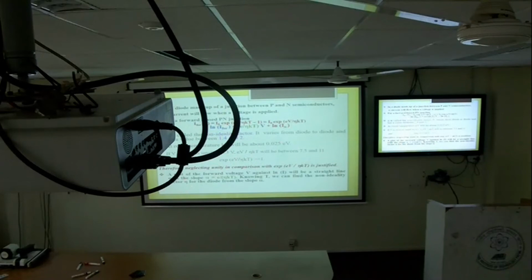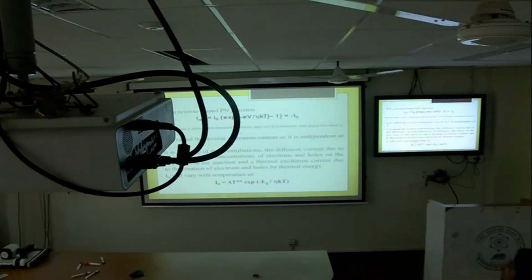Now we have a plot of forward voltage, which is shown on the DMM, against log of I, which you calculate from here. We will get a straight line that has a slope alpha equal to e divided by eta KT. This is a very easy relation again to find K by e here. Knowing T, we can find the non-ideality factor for the diode by finding out the slope.